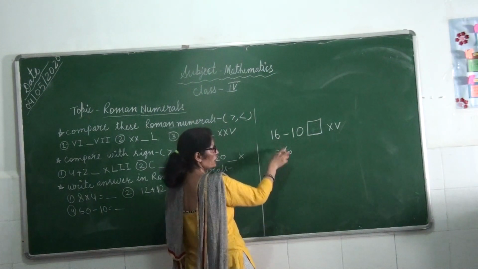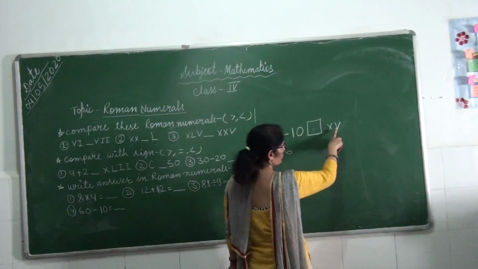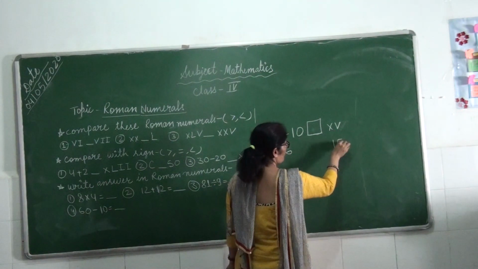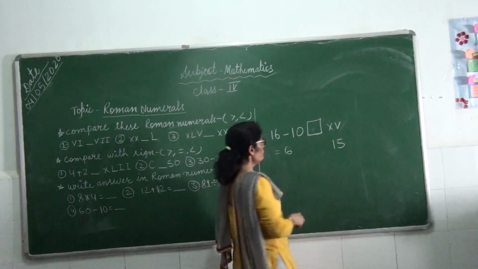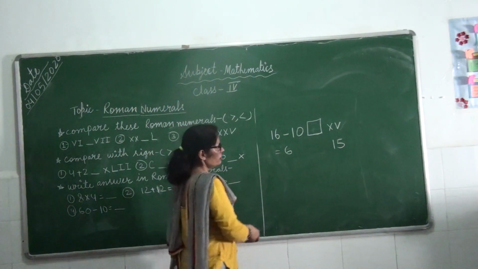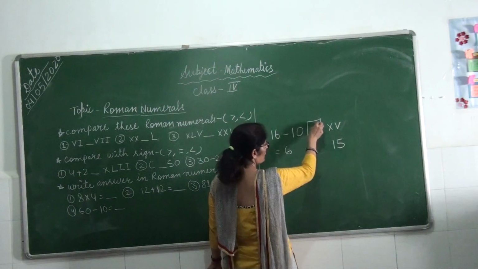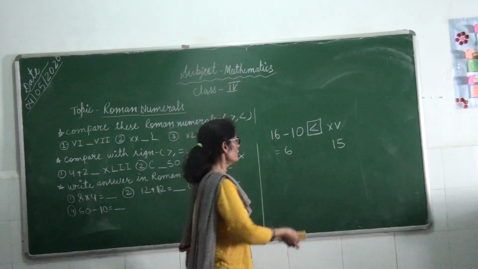We get the number 6, and here 10 plus 5. The number is 15. It is written in Roman numerals. 10 plus 5 is 15. You can see easily here which number is greater. 15. This number is greater. So we have to put the sign like that.